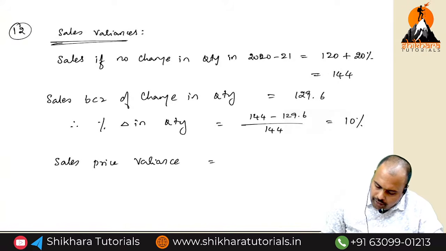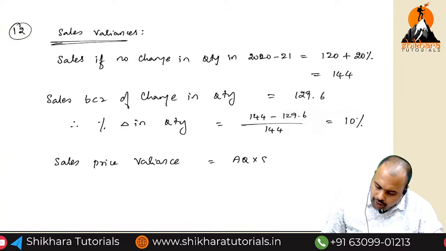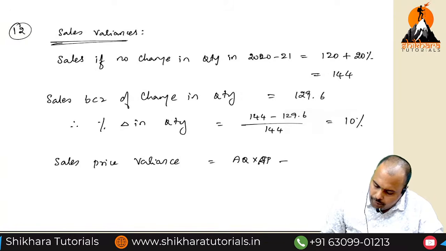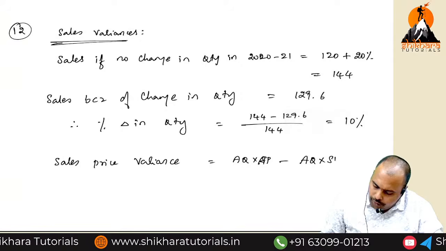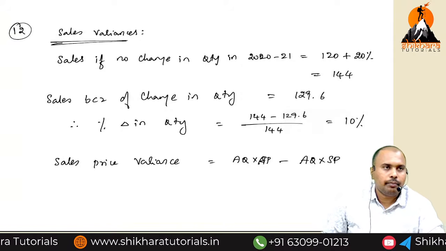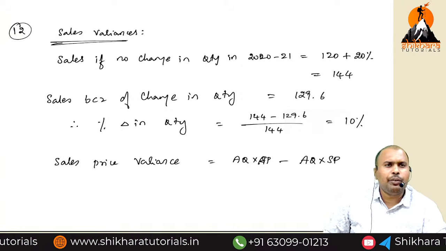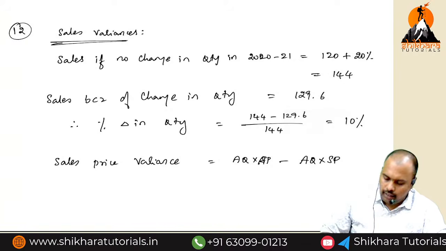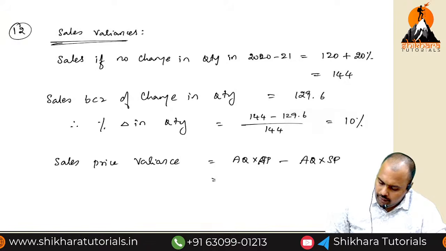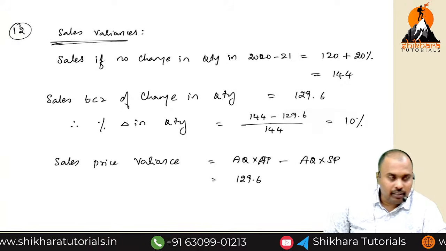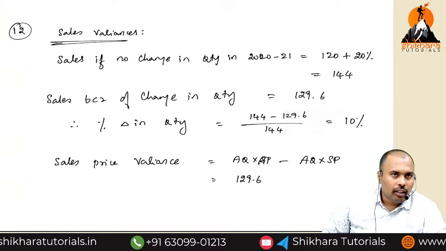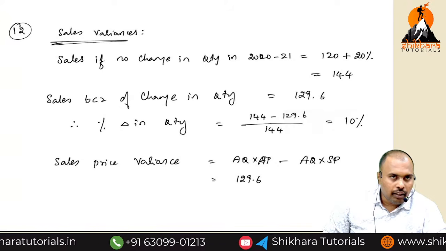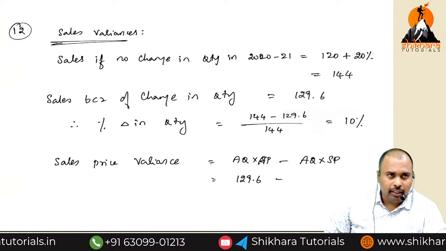Now take sales price variance. Sales price variance is equal to actual quantity into actual price minus actual quantity into standard price. It's AQ into (AP minus SP), right? As it is sales, actuals minus standards. What is AQ into AP? 129.6. AQ into AP is 129.6.